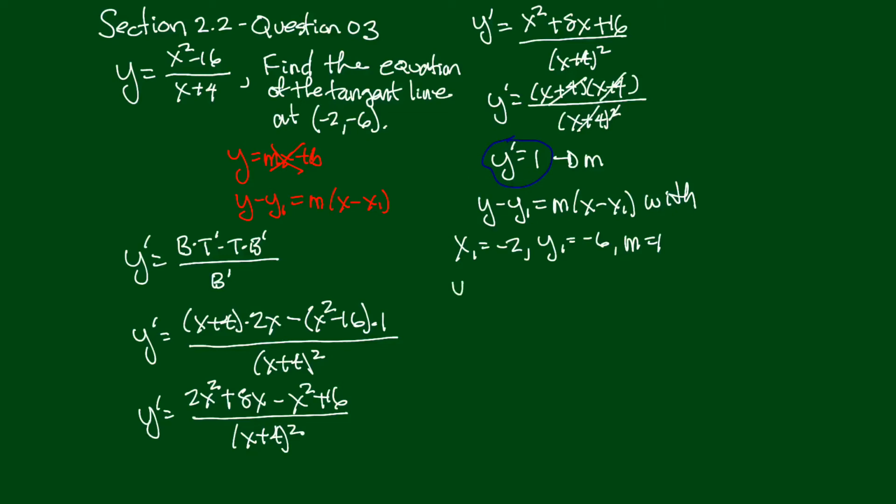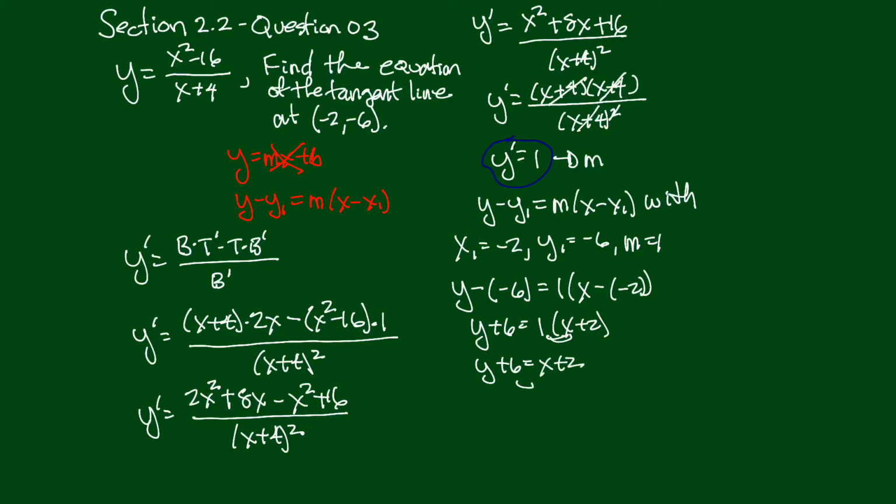So we will have y minus y1, y minus negative 6, equals m, which is 1, times x minus x1, which is negative 2. This will give us y plus 6 equals 1 times x plus 2. That's just x plus 2, so we'll get y plus 6 equals x plus 2. Subtract that 6 from both sides, and we will get y equals x. Now, 2 minus 6 is negative 4, so y equals x minus 4. If we haven't done anything wrong, we're going to claim that that is the equation of the line tangent to this curve up here at that particular point.